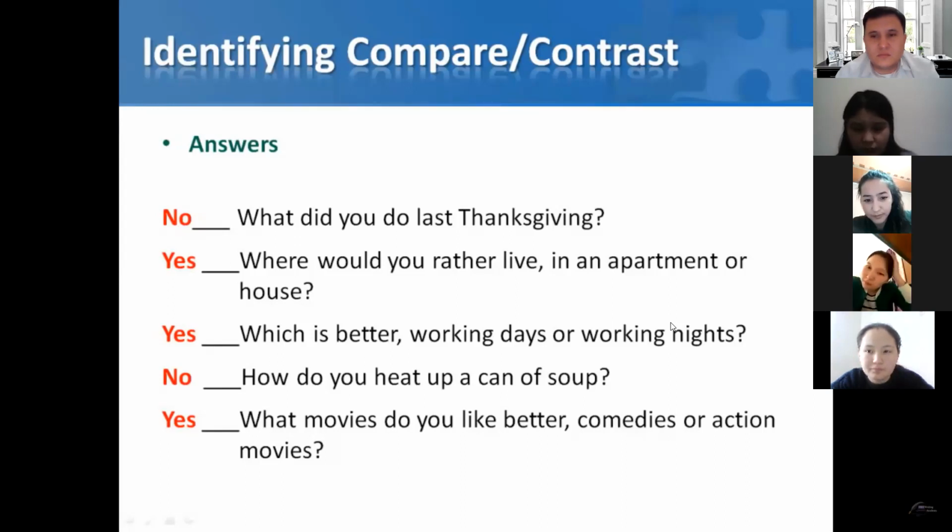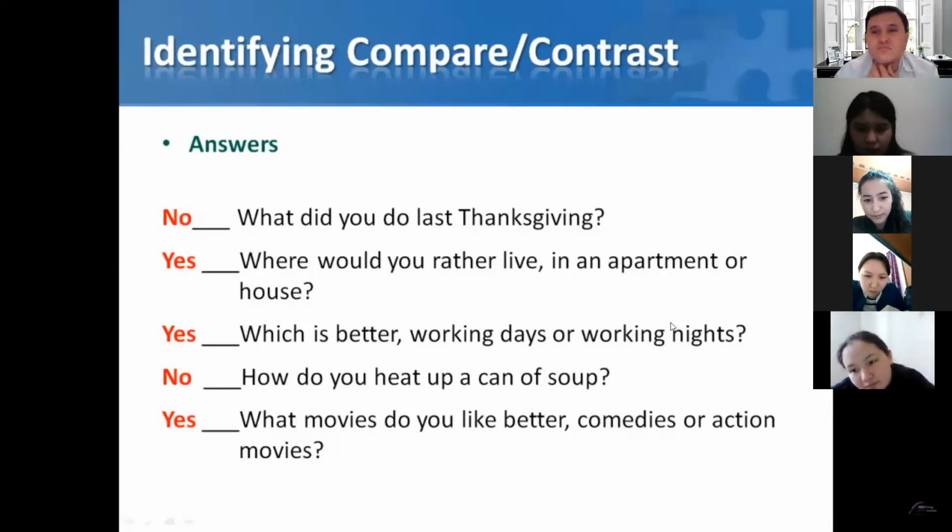All right, next, which is better, working days or working nights? Would you rather work in the daytime or work at night? Yes, you could do comparison and contrast on this topic. How do you heat up a can of soup? Well, no, you can't go anywhere with that as far as comparison and contrast, can you? Notice you don't have two different objects either that you're looking at similarities and differences on.